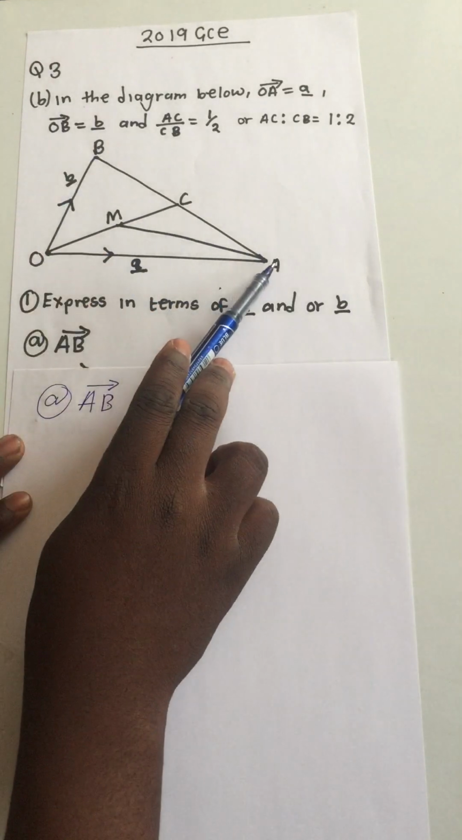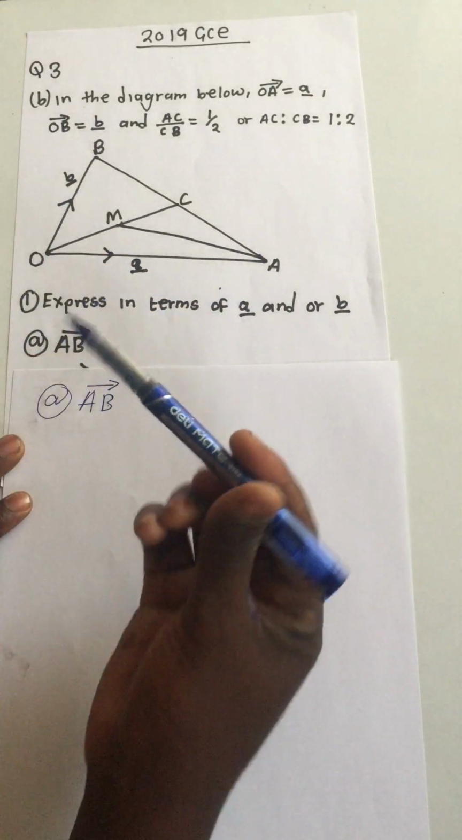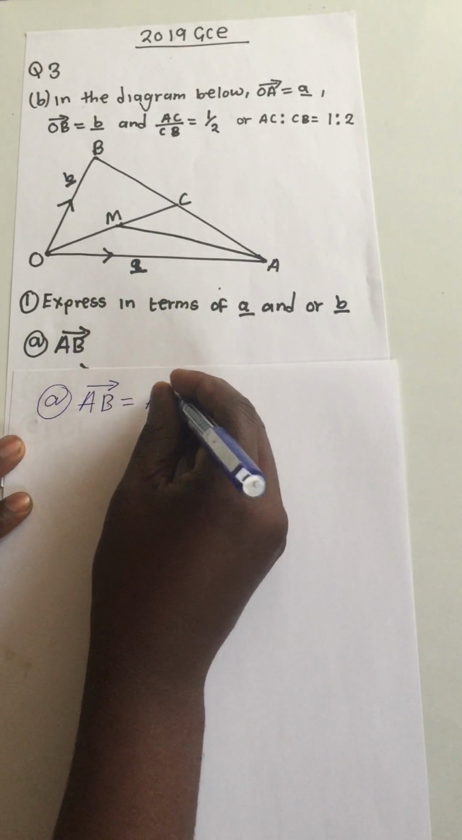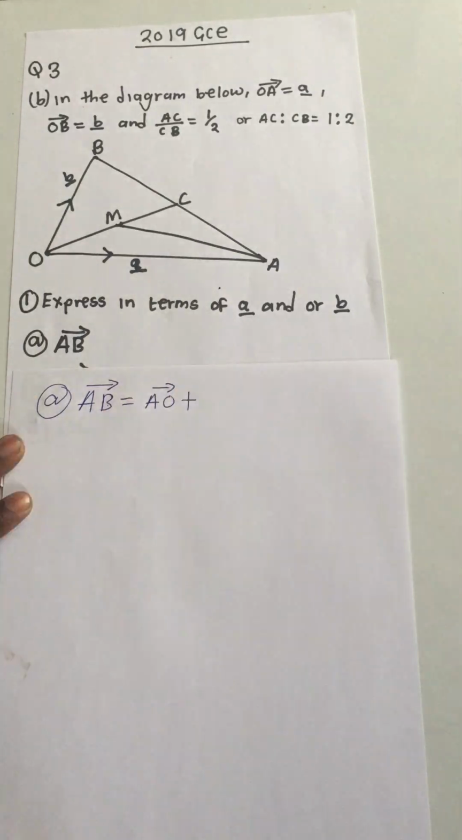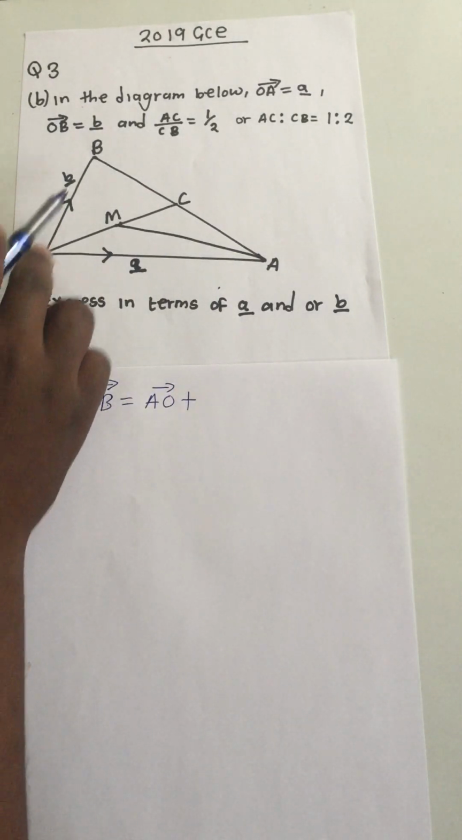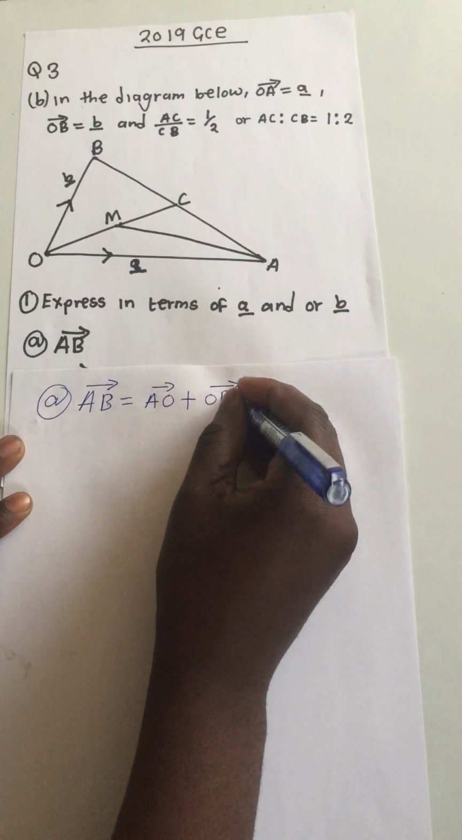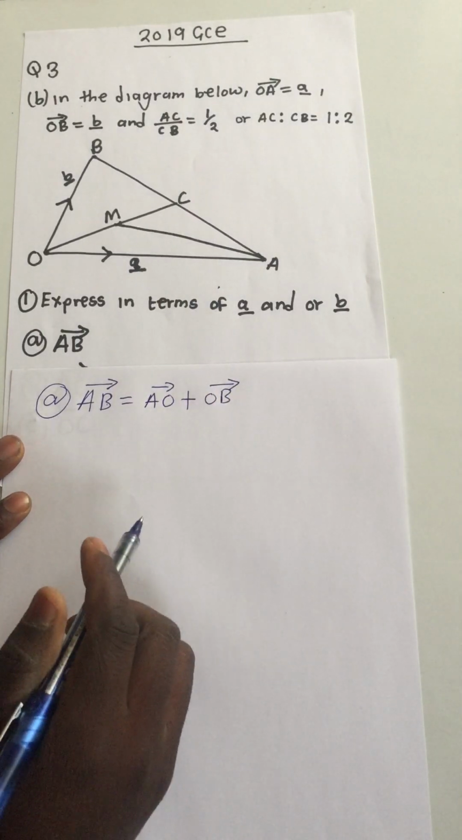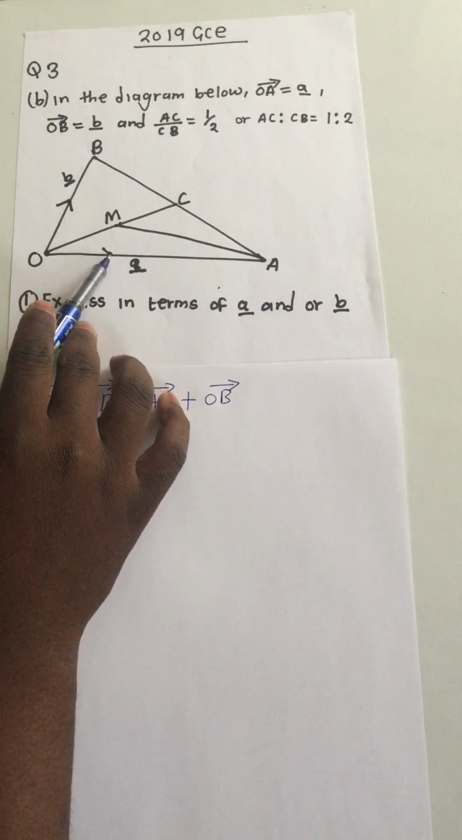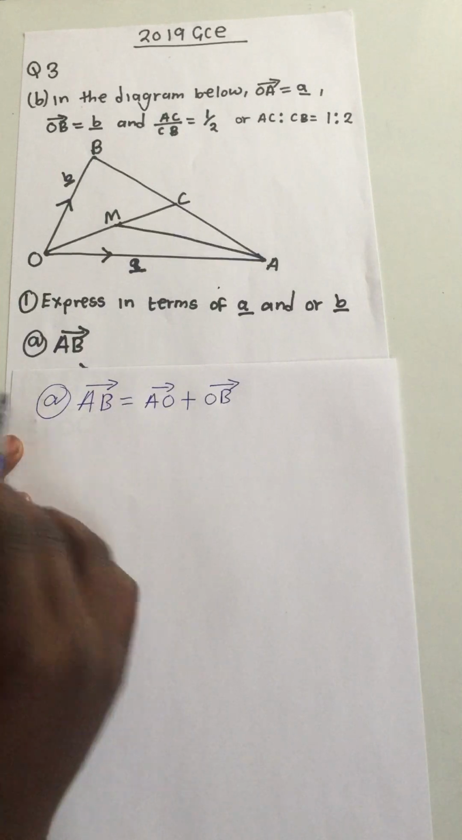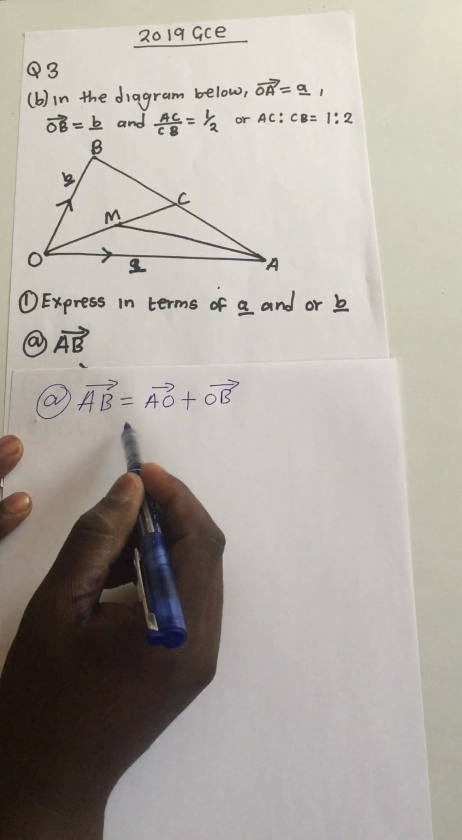So you move A, O. So it will be vector AO plus vector OB, or B vector. Have you seen? Now look at the direction. This direction was going this side. You are going against the direction. So the answer should have a negative.